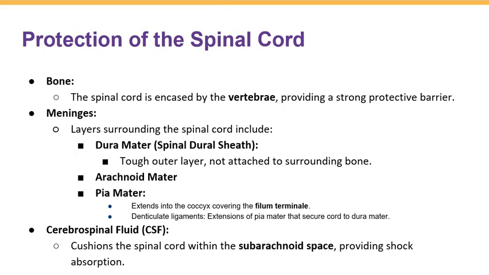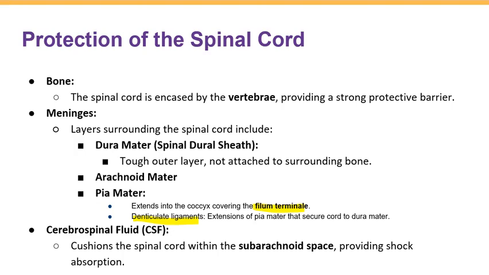So the structures related to the pia mater are the filum terminale and also the denticulate ligament. The filum terminale connects the conus medullaris to the coccyx, and the denticulate ligament is an extension of the pia mater, which connects the dura mater to the spinal cord.